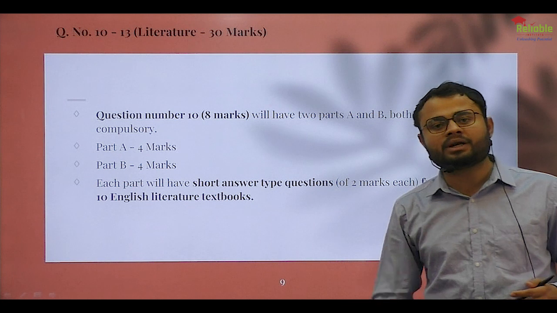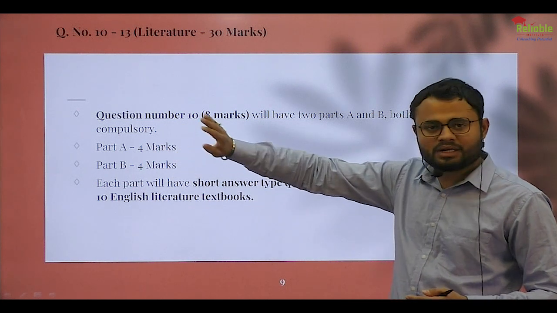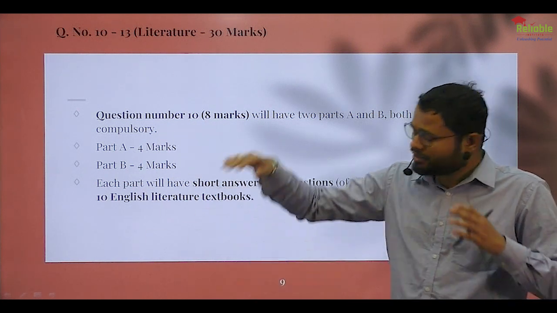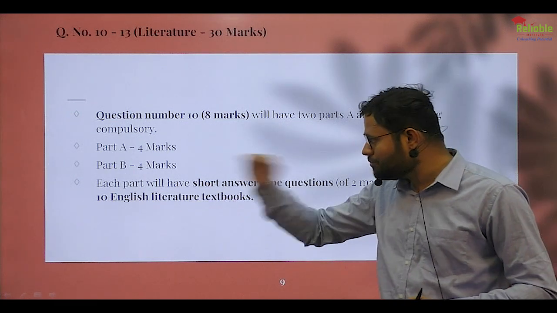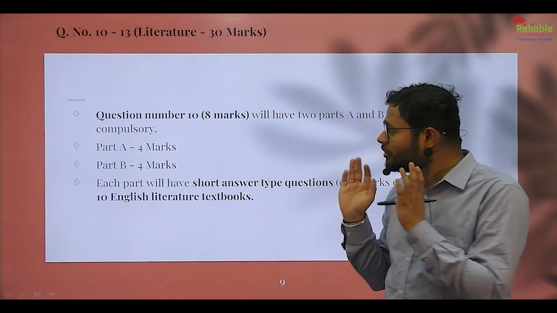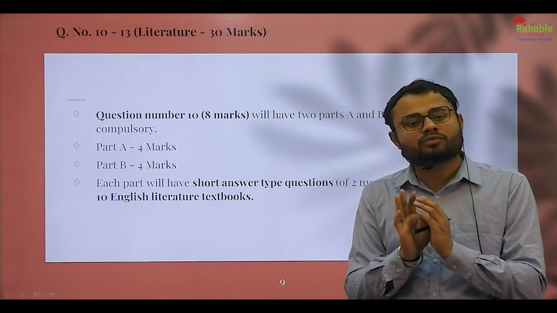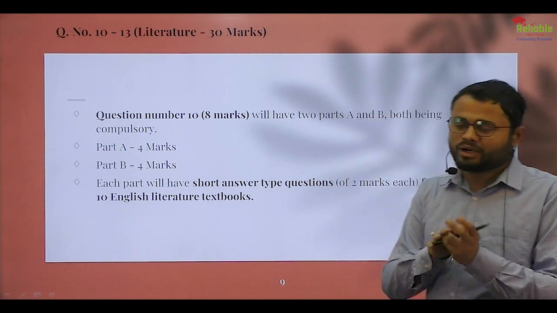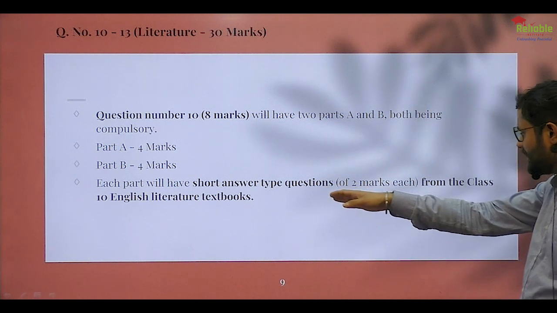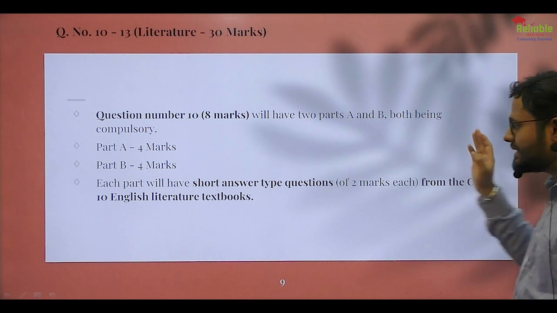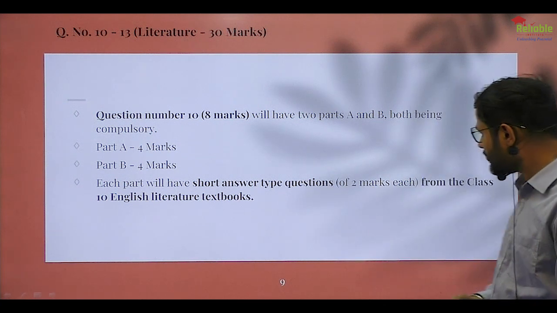As we have seen in the paper, there are going to be 3 questions in part A, out of which you have to attempt any 2. There are going to be 3 questions in part B, out of which you have to attempt any 2. So internal choices are everywhere. Each part will have short answer type questions of 2 marks each from the class 10th English literature textbooks.